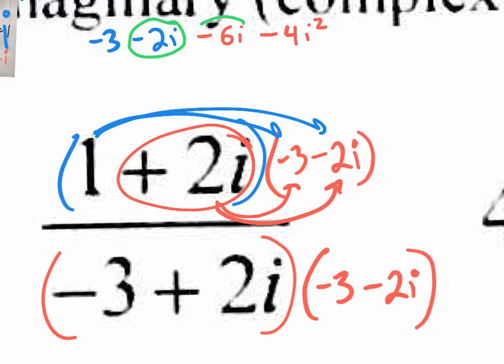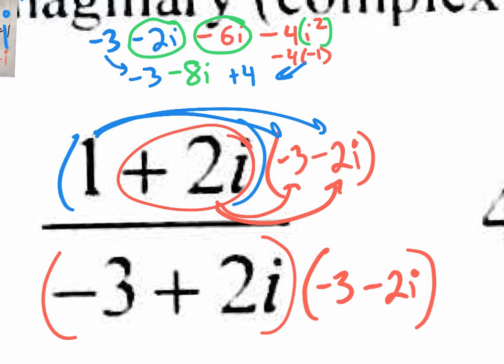Combining the negative 2i with the negative 6i, what do I get? Negative 8i. And over here, the i squared is really a negative 1. So I really have a negative 4 times negative 1. What's negative 4 times negative 1? That's positive 4, right? So I just wrote it down right there. And this negative 3, I'm just going to bring it down right here. So what do I have left? I have this negative 3 that I could combine with this positive 4. And what do I get? I get 1, yes? So negative 3 plus 4 is 1. And then minus 8i. This is the numerator.